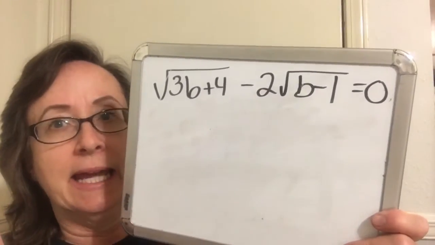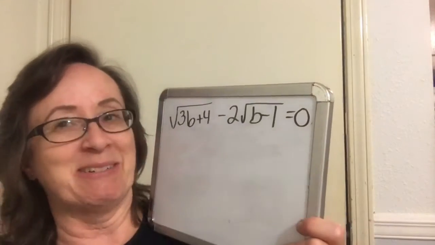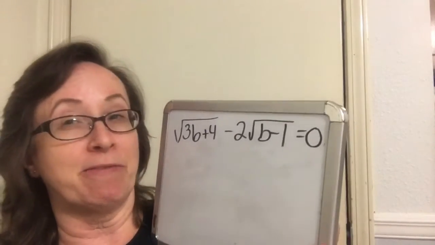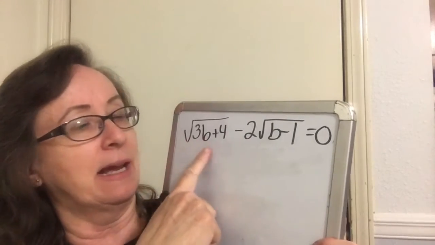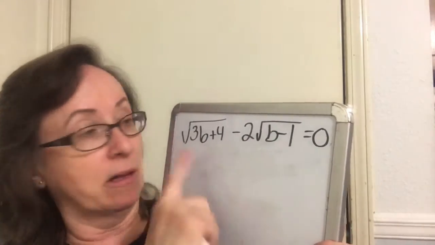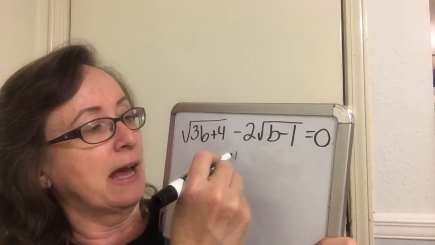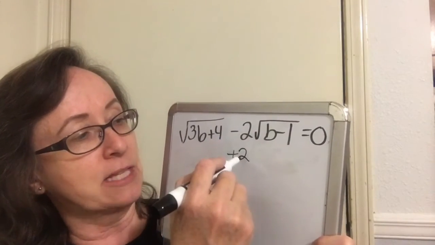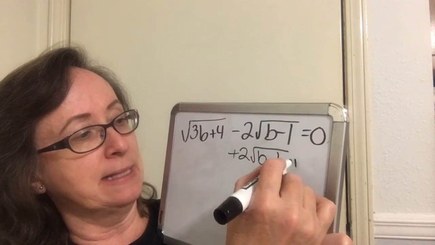Okay, and then we have another one here. And this one looks hard, but it's really easy because there's a 0 on the other side. So remember, my first goal is to isolate a radical. And I need to get each radical on opposite sides. But since there's a 0 over there, I can just add this radical to both sides.